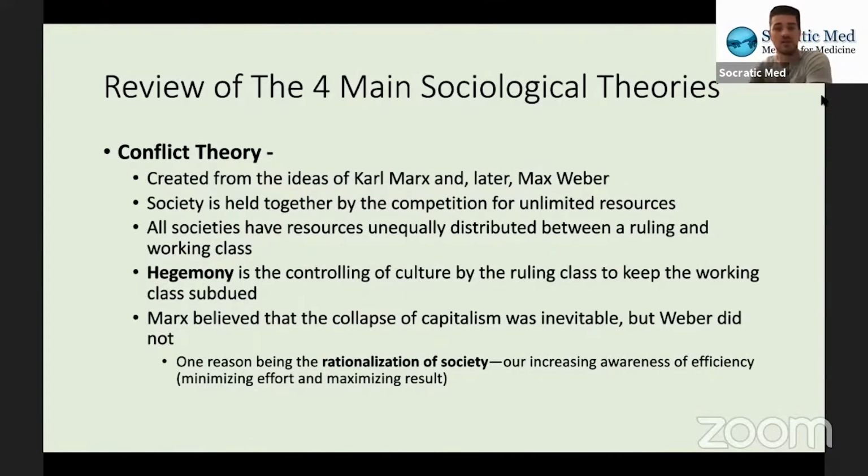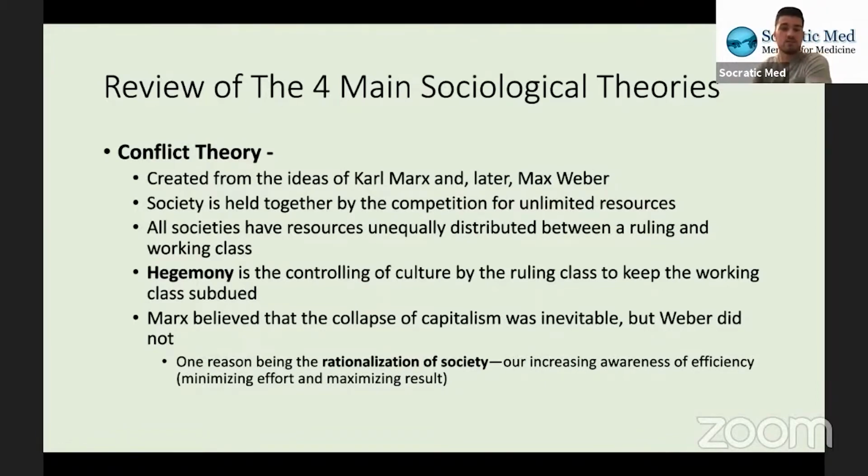So conflict theory is basically just looking at society through that lens, how we're all acting and we're competing for resources. So that should say limited right over here. That should not say unlimited. So I will fix that after, but it is a competition for limited resources. I just want to clarify that.